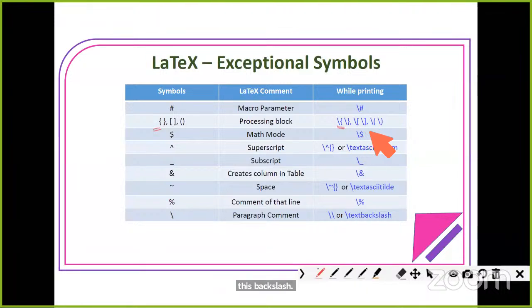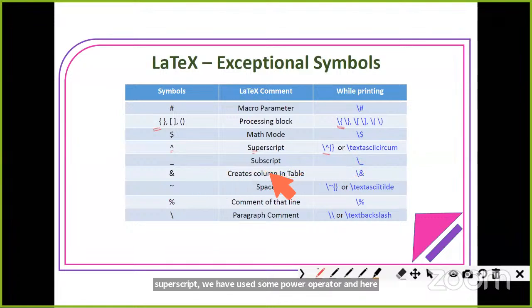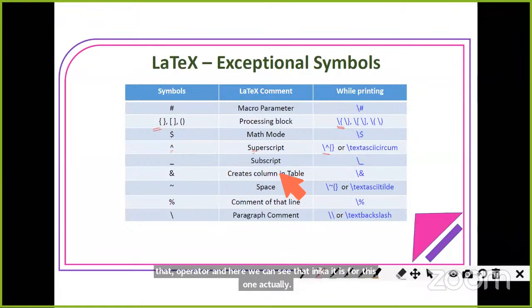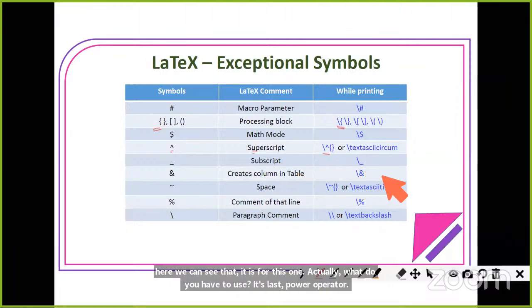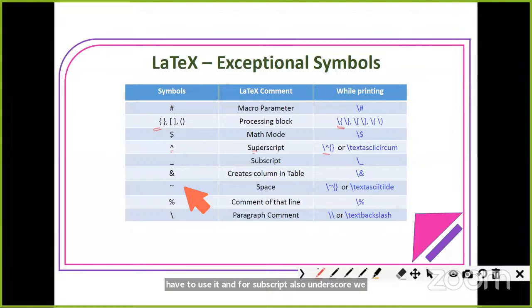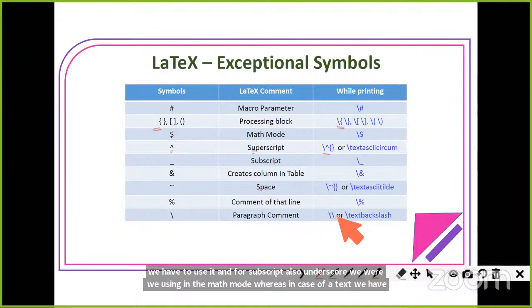Otherwise, the LaTeX processor will think that it is a command, and then it will show some error. Okay, similarly for the dollar symbol, it is for math mode, but here we are using a backslash dollar. And for superscript, we have used the power operator, and for printing it as a symbol in text, we have to use a backslash with it. And for subscript also, underscore we were using in the math mode, whereas in case of text, we have to use backslash underscore. And the ampersand symbol, I have told you, it is for spacing. To use it in the text, we have to use a backslash. Similarly, other symbols, we can see it.